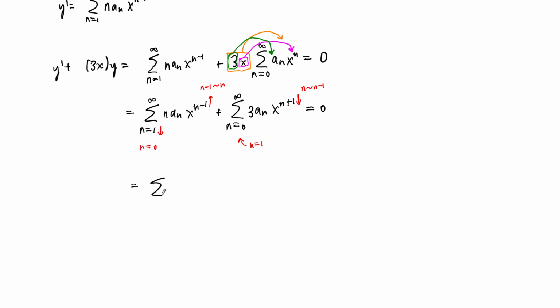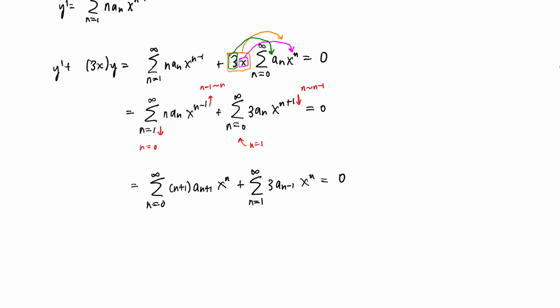And so this now becomes the sum, n goes from 0 to infinity. This one's gone down, so each of these go up. This is now n plus 1, a sub n plus 1, x to the n, plus over here, this one starts at 1. Notice I had to go up 1, and these ones have to go down 1. So this is 3, a sub n minus 1, x to the n, equals 0.